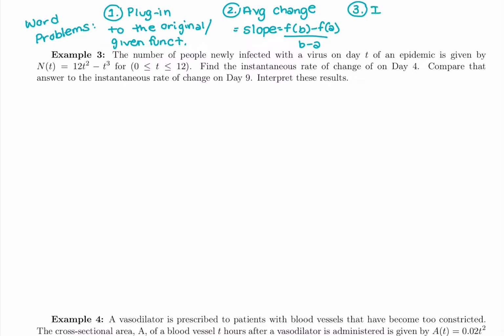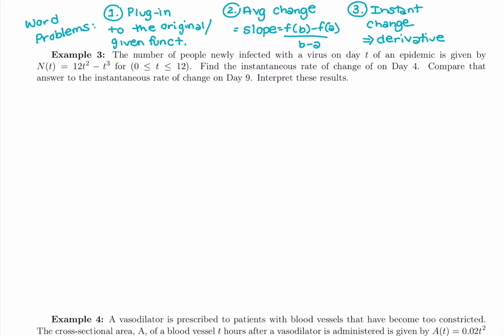Last thing, if it just asks for change at an instant. So we read a problem and it says, how fast is it changing in 2026? So we make that prediction about a certain instant, would just be plugging in to the derivative. Take the derivative and plug in minute 14 or year 6 or something like that.